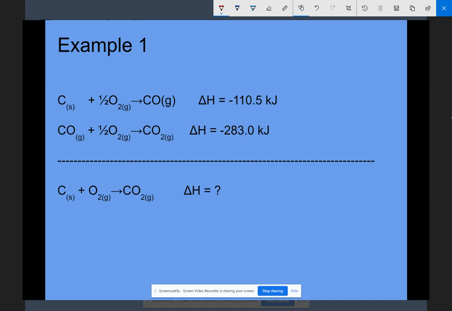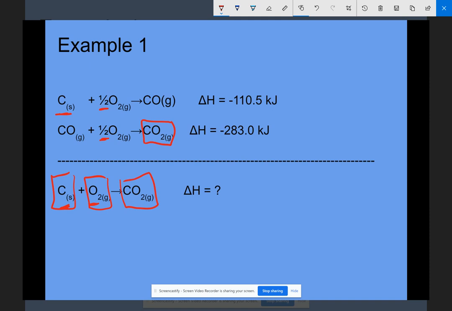So we just go through and we start canceling things out. So there's a carbon here, there's a carbon there. So we've accounted for that carbon. Nothing really changed there. Here we have 1/2 of the oxygen, 1/2. So 1/2 plus 1/2 gives us one full oxygen. We've accounted for that there. We see that we have CO2 as a product. CO2 is a product there.